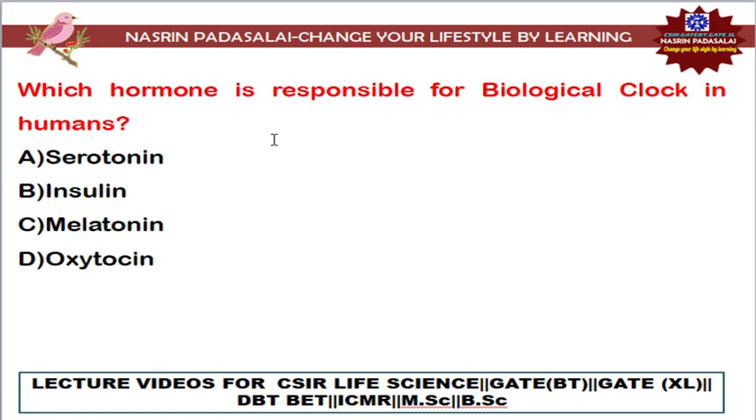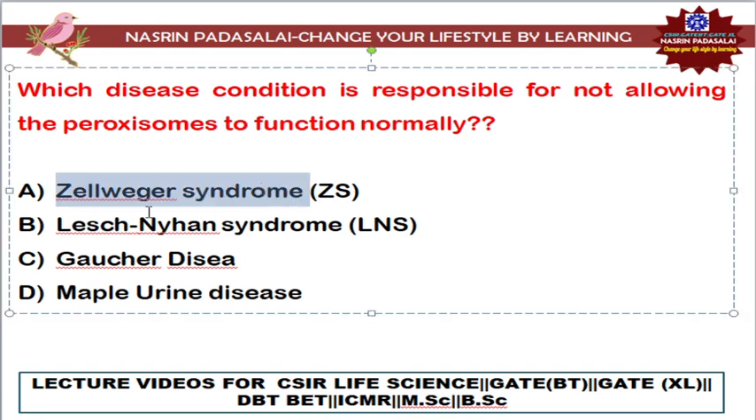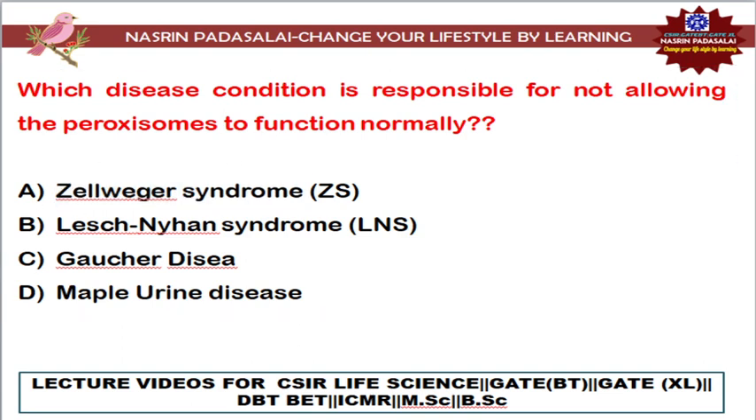Next, which hormone is responsible for the biological clock? It is ultimately the melatonin hormone. Melatonin is responsible for sleeping behavior and the day and night cycle. Next, which disease condition does not allow the peroxisome to function normally? This particular disease is called Zellweger syndrome. It is a peroxisomal disease, a genetic disease which does not allow the peroxisome to function normally.